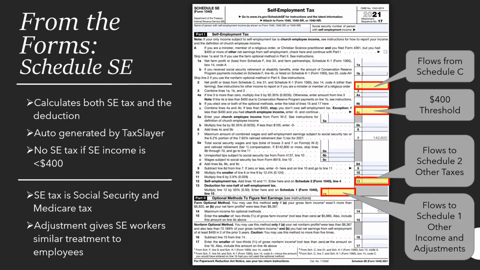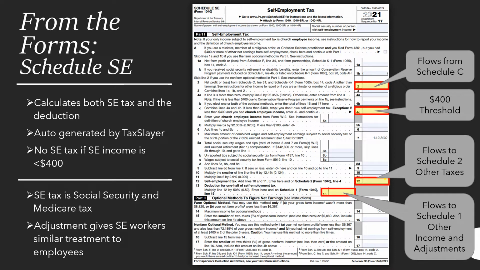So TaxSlayer will automatically calculate this out for us. However, we still need to understand what's happening on the return. We should be at the end of every return pulling up a preview and double checking the forms and making sure that our inputs are coming through onto the forms where we expect them to go. And then also when we explain the returns to our taxpayers, we need to be able to confidently walk them through what is happening on their return.